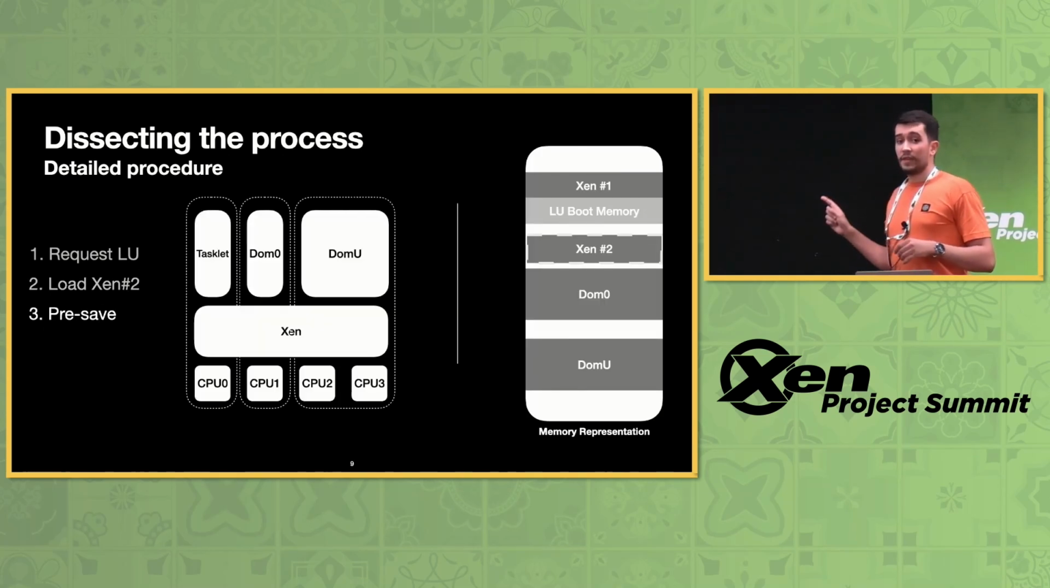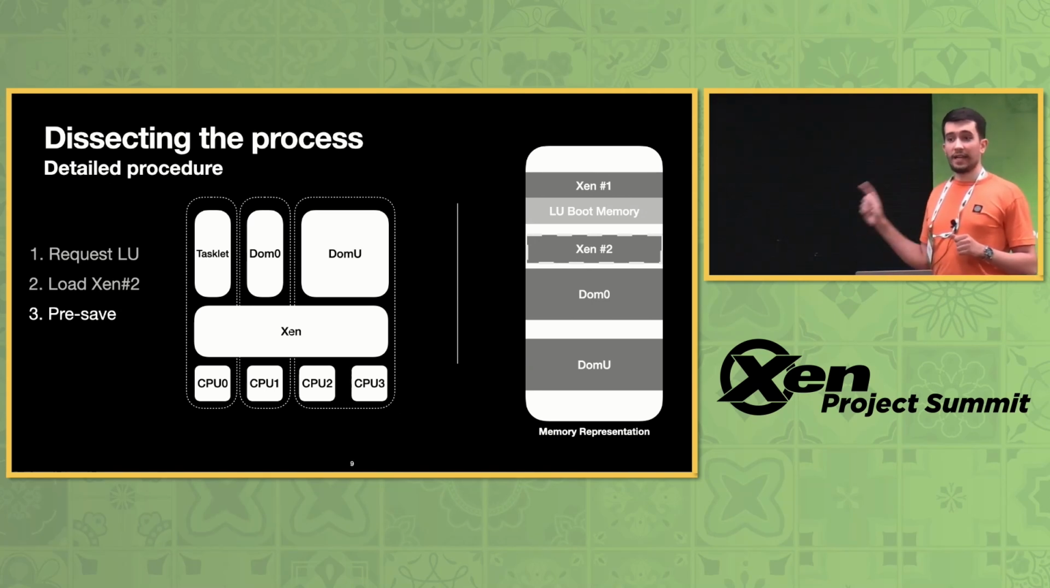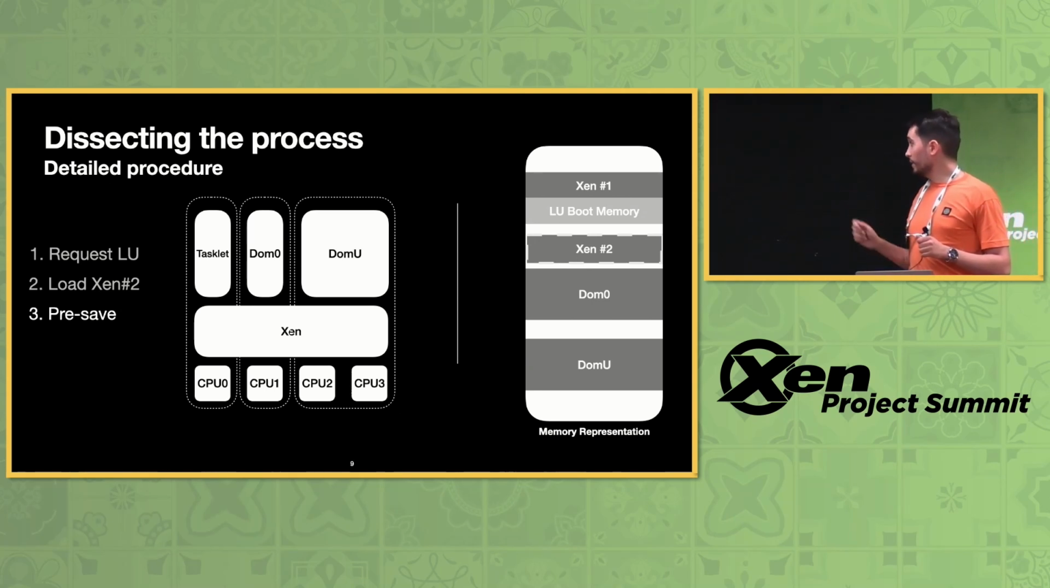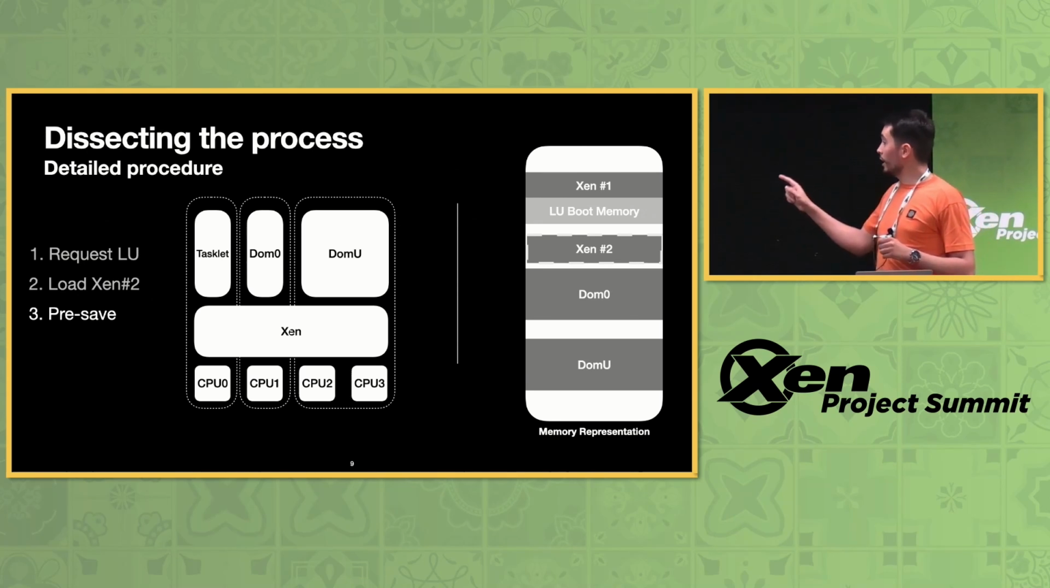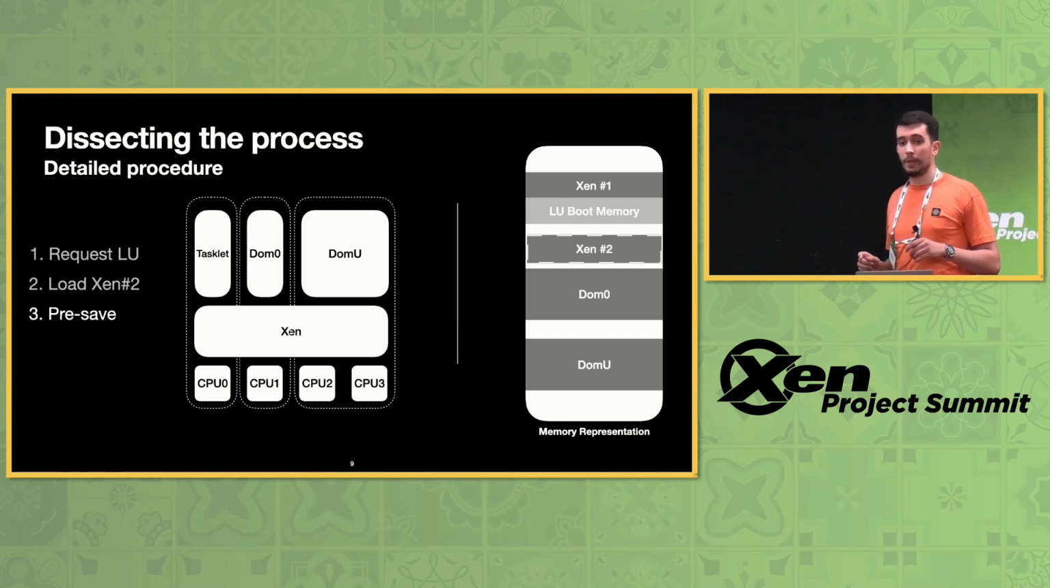So this is one of the things that has changed since the last time we made the presentation on live update. If you pay a bit of attention at the system, we now have a tasklet running on CPU 0. This is not a requirement. It could be any CPU, but this is what I've chosen to do. And so the tasklet here is meant to start serializing Xen 1 state. By the way, by Xen 1 and Xen 2, I mean Xen 1, the currently running version of Xen, and Xen 2, the version we would like to be running on.